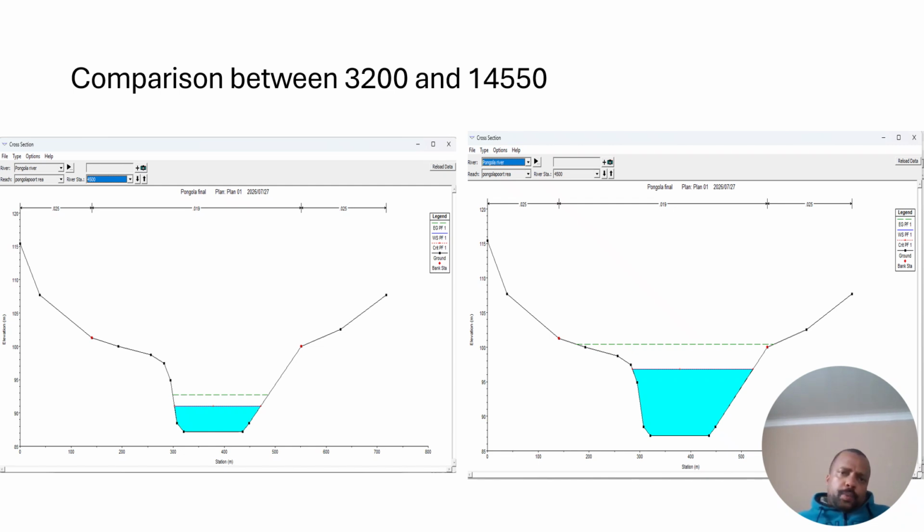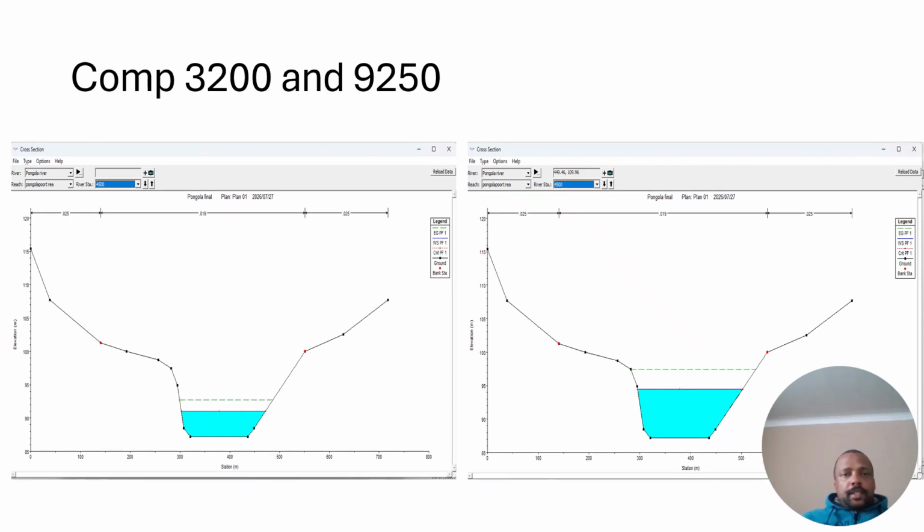Now what happens when the Q is 14,550? Look at that. Look at the level. You have higher elevation. And higher elevation means higher energy. When the flow is too much, there is a rise in elevation.